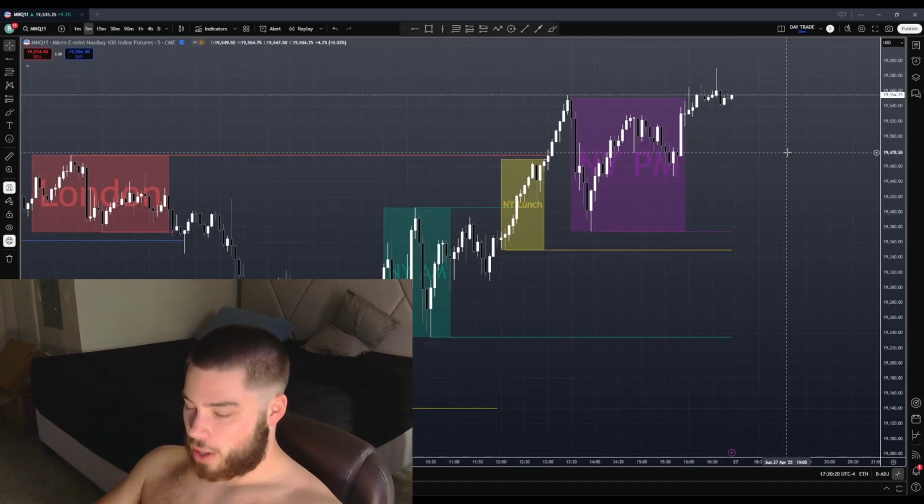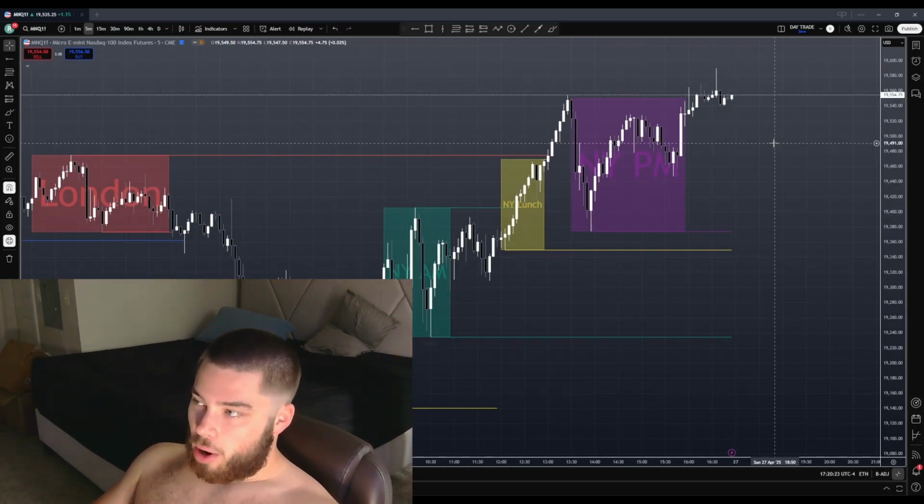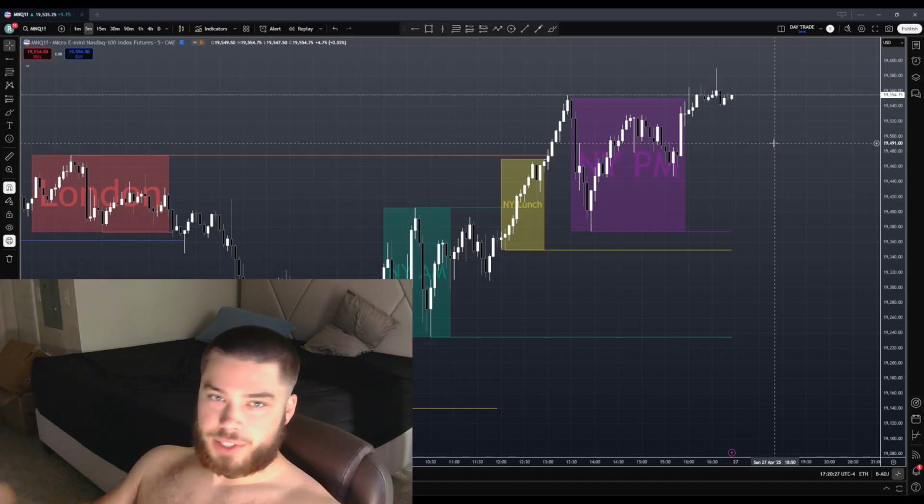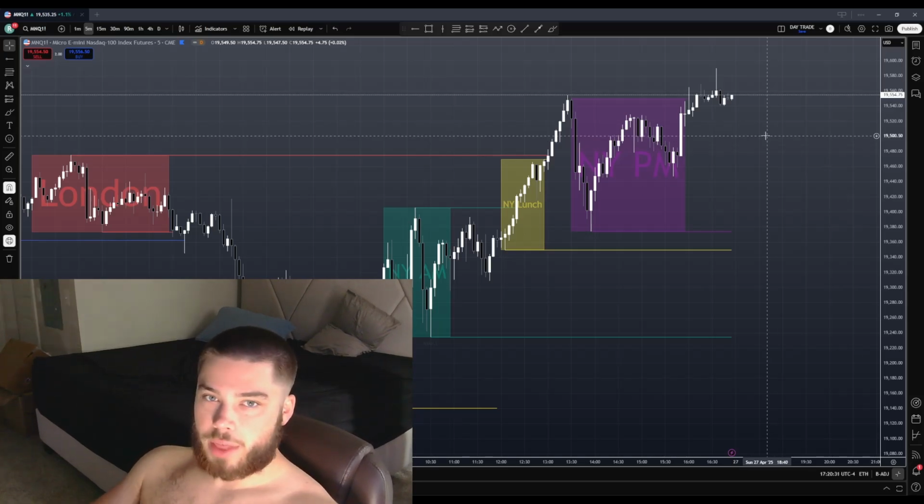So that's range alignment. I'll go over power of 3, AMD: accumulation, manipulation, distribution. Price does one of three things. It's either accumulating, manipulating, or distributing. And I can go over that next video.